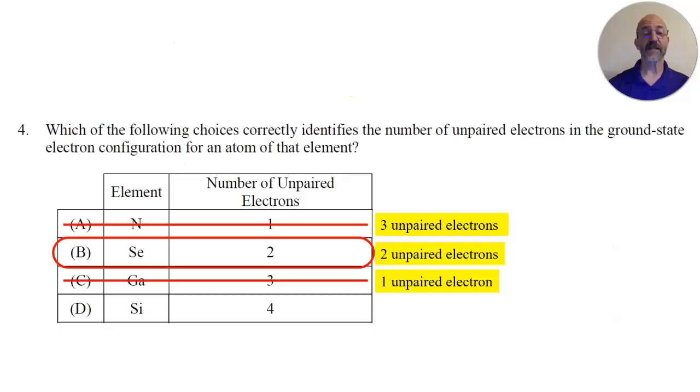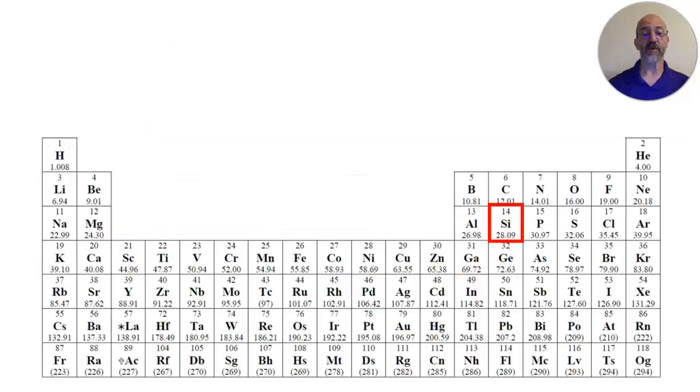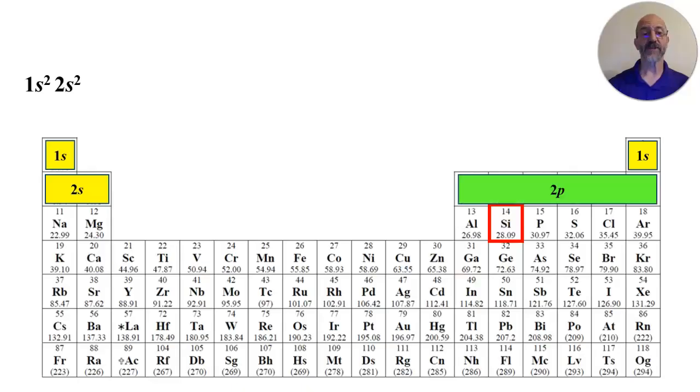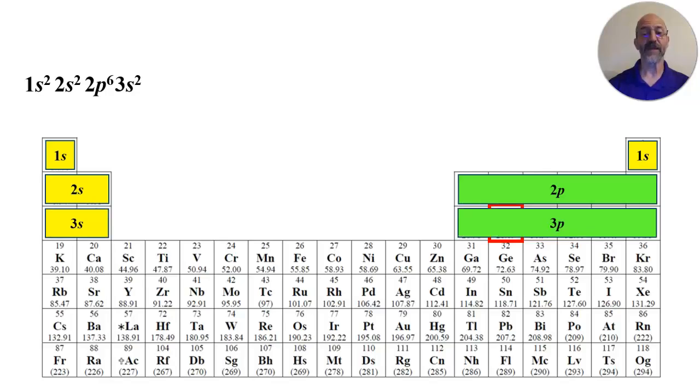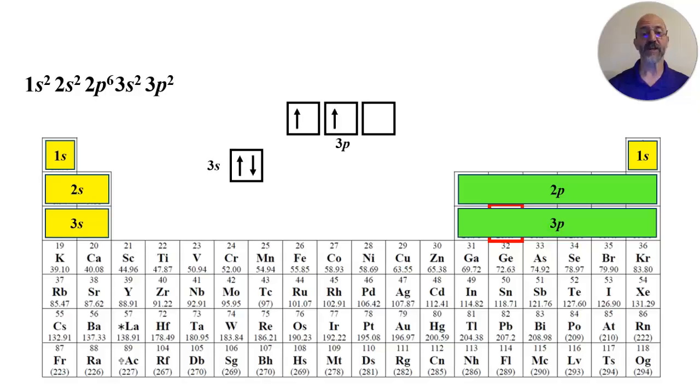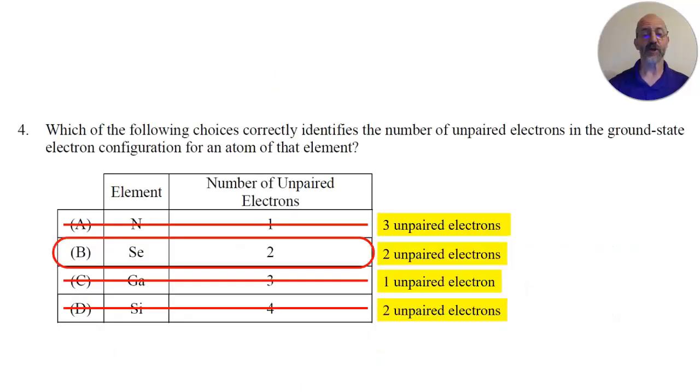And then finally for silicon, which is atomic number 14. So 1s2, 2s2, 2p6, 3s2, and then the final 2 electrons would go into the 3p sublevel. So you can see, just based on this portion of the electron energy level diagram for silicon, that would be 2 unpaired electrons for silicon. So that's why choice D is incorrect.